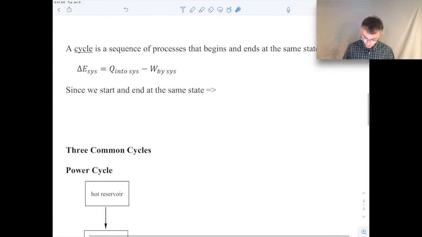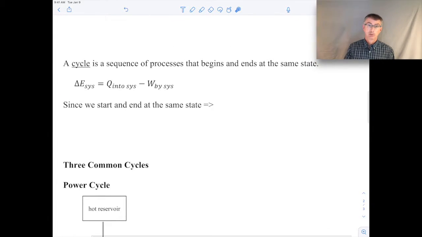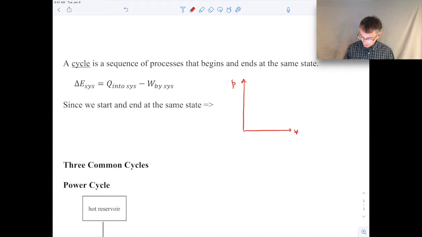Now, the first thing we ought to do is define what a cycle is. So what do we mean by a thermodynamic cycle? A cycle is a sequence of processes that begins and ends with the same state. So to illustrate that, let me just draw a PV diagram, and I'll just draw some arbitrary thermodynamic cycle. Let's say we're starting at this state, state 1.